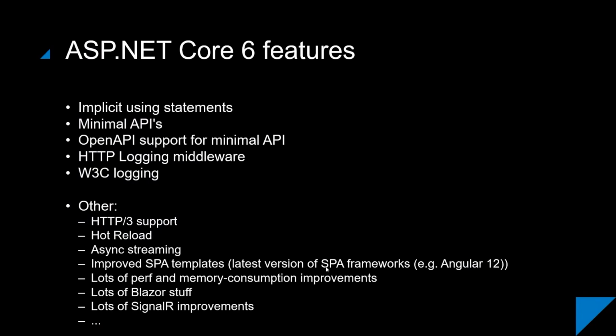So with that, that was all I wanted to show you. But again, there's lots of new features. As you can see here, HTTP 3 support. There's lots of new stuff for building Blazor applications. Lots of improvements for SignalR. There's too much to go through in this session. So please refer to the documentation and read up on .NET 6.